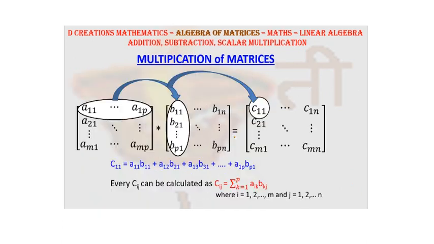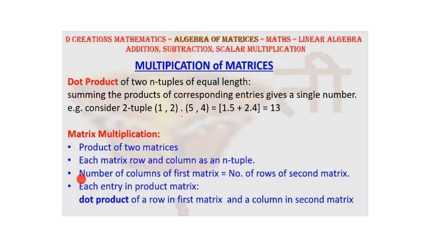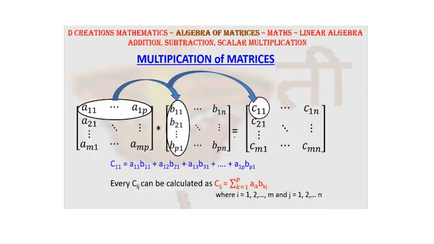Now let us illustrate it further. So there are two matrices. First matrix, you can call it matrix A if you want to. It consists of m rows and p columns. And another matrix which consists of p rows and n columns. So what was the necessary condition? Number of columns of first matrix have to be equal to number of rows of second matrix. So here number of columns of first matrix is p and number of rows of second matrix is p. That means that condition is satisfied. So a product can be taken.